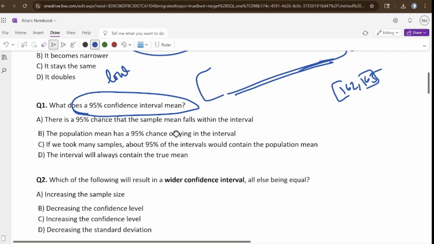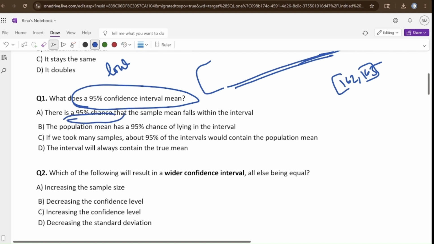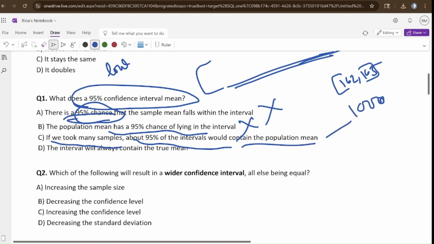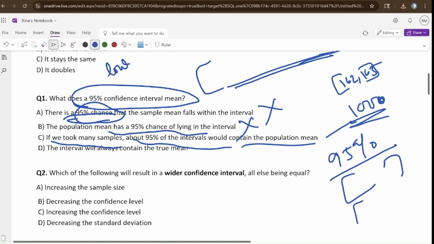What does 95% confidence interval mean? This is a very important question. There is a 95% chance? No. Whenever you get a 95% chance like this, that is not correct. That is not a result, that is a method. Keep it in mind. The population has a 95% chance of lying in the interval? No. If we take many samples, about 95% of the intervals would contain the population mean. Exactly. If we take 100 samples, then 95% of these intervals will contain the population mean. You have this many intervals, and 95% of these confidence intervals will represent the true mean.